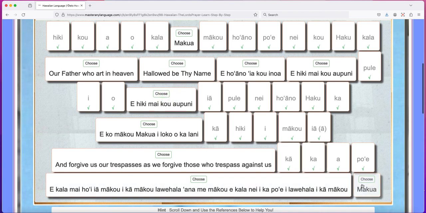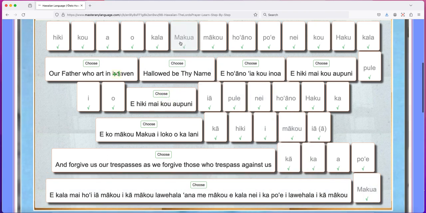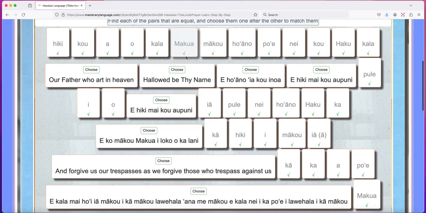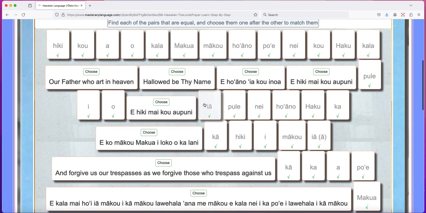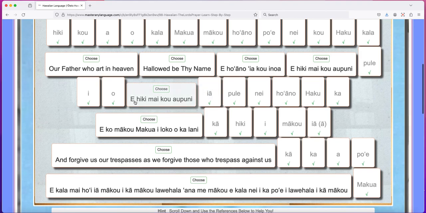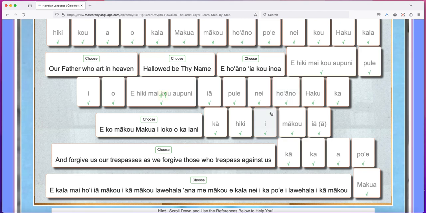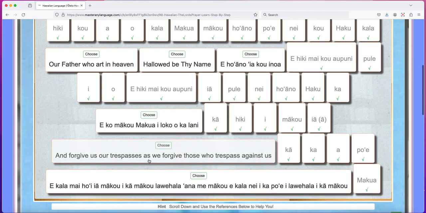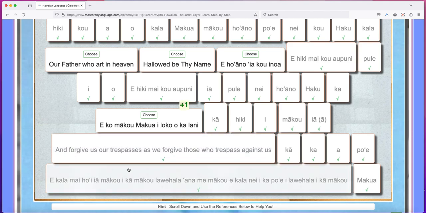I notice I'm doing all the words first because it's easier. It's just matching. Okay, Makua. Alright, so now we're left with some phrases. Let's see what we have here. E hiki mai ko aupuni. Okay, that's right here. I was trying to think, is that the first? No. E ko makua i loko o kalani. Well, before we even do that, I'm not trying to learn everything now. This looks like it matches. They're both long. I didn't read the whole thing.